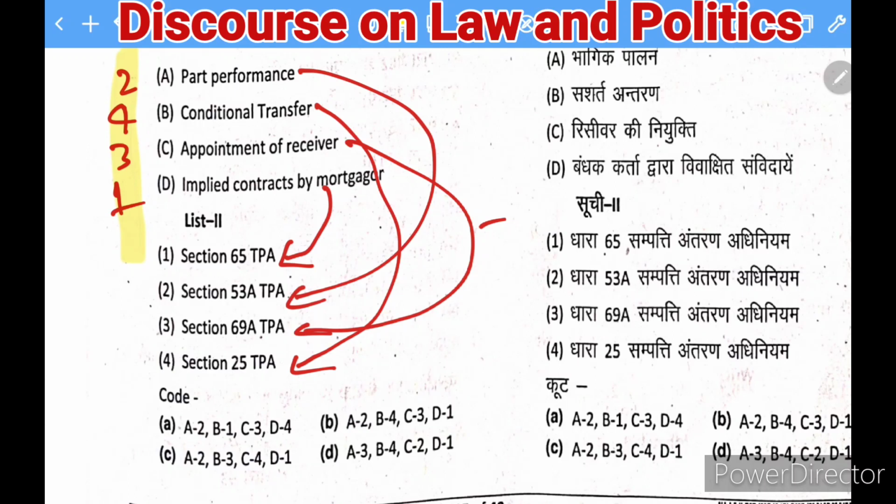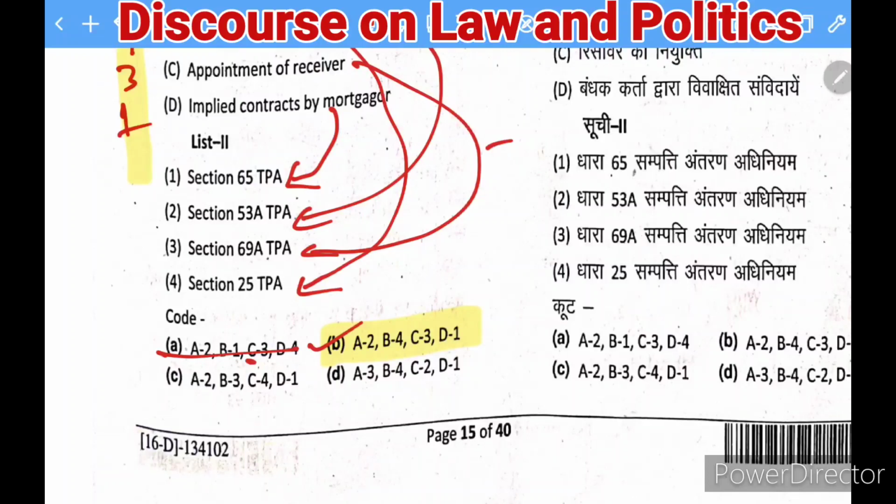So you just see this A, it is not the correct code. B is 2431. Yes, this is the correct one. Okay, now let's see the next question.